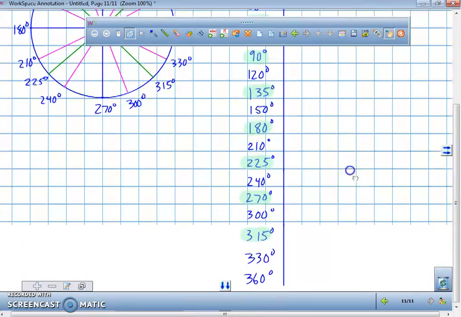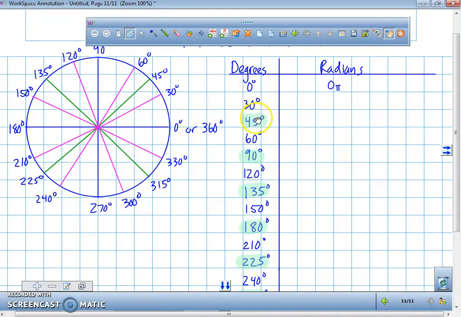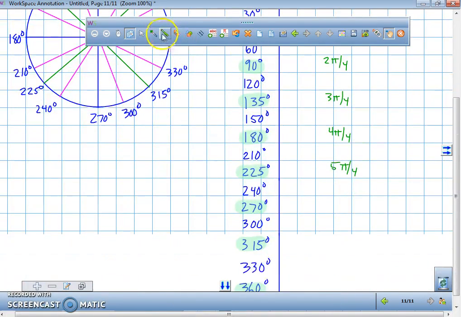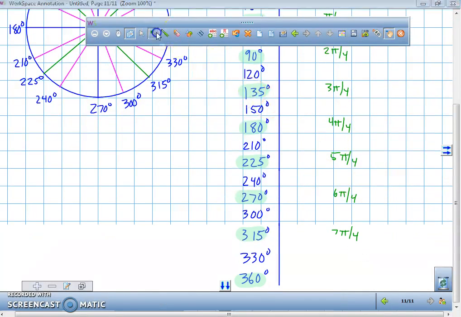So I'm highlighting all of those in green. So all the green numbers jump from 0 to 45 degrees. Now here's the cool thing. Check this out. In radians, every single time you go up 45 degrees, you go up pi over 4. So this is pi over 4. So if I go up 45 degrees, that's going to become 2 pi over 4. And then this becomes 3 pi over 4. This becomes 4 pi over 4. 5 pi over 4. 6 pi over 4. 7 pi over 4. And finally, last but not least, we get 8 pi over 4.